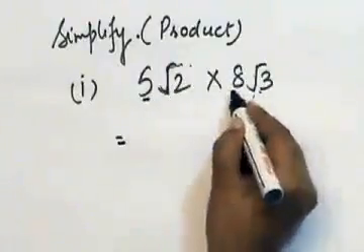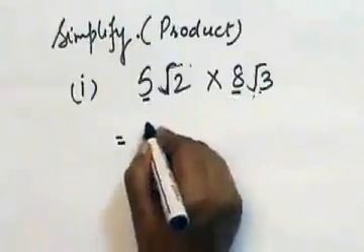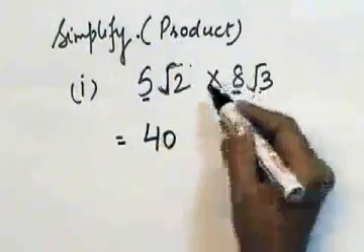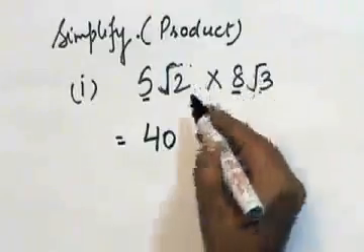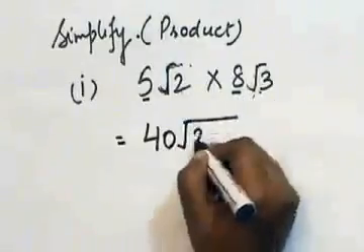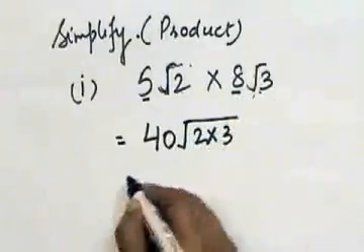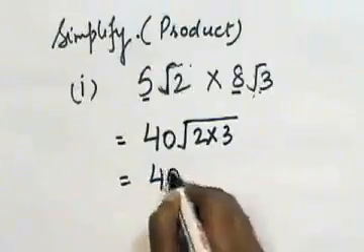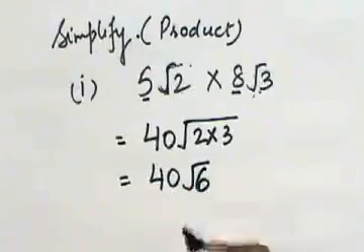Then the rational part can be multiplied directly. 5 8s are 40. And root 2 and root 3 are multiplied directly. It becomes root 2 into root 3. So the total is 40 root 6.